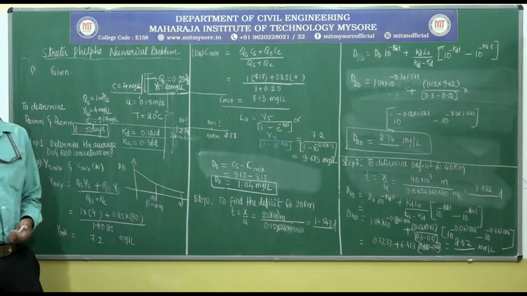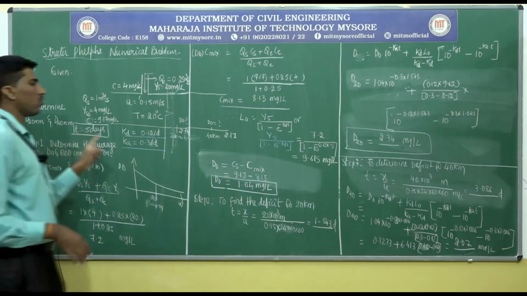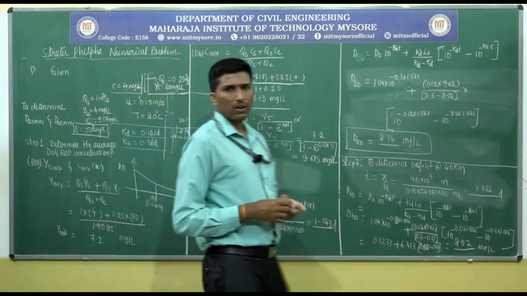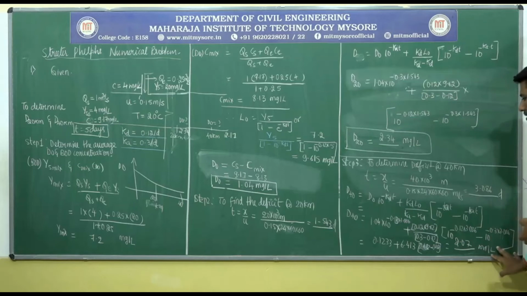Okay, clear with this kind of problems? If any other set of problems is there, kindly you can make the solutions pertaining to it. This is how we need to solve the problem related to the Streeter-Phelps equation. Any doubts that you have related to this, you can ask.